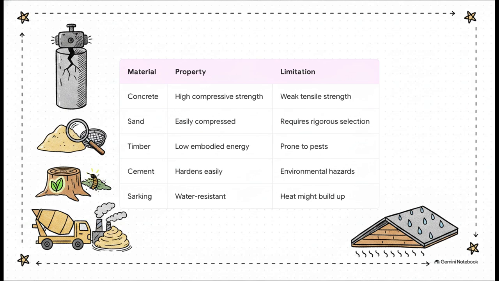And as a site manager, you absolutely have to know these materials inside and out. It's non-negotiable because their properties dictate exactly how you handle them. Take concrete, for example. It handles heavy compressive loads like a champ, but its tensile strength is pretty weak, meaning it might crack. Or timber. It's fantastic for sustainability because of its low embodied energy, but if you don't treat it, you're inviting pests and mold right in. And you've got to keep in mind things like cement production carrying environmental risks, or that sand needs rigorous selection. You really have to learn the unique personality of every single material you work with.